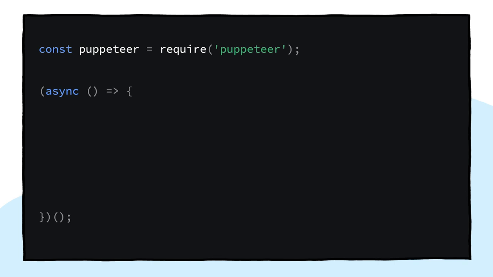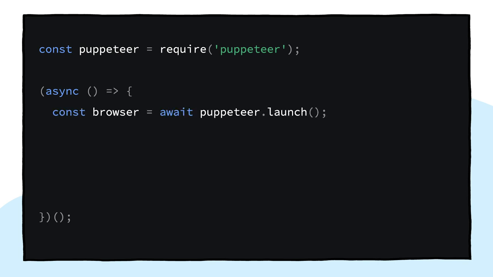But before we can do that, we should probably talk about what Puppeteer is in the first place. Puppeteer is a browser automation library for Node. It lets you control a browser using a simple and modern JavaScript API. After installing it using npm install puppeteer, you can require Puppeteer in your Node script and start automating.